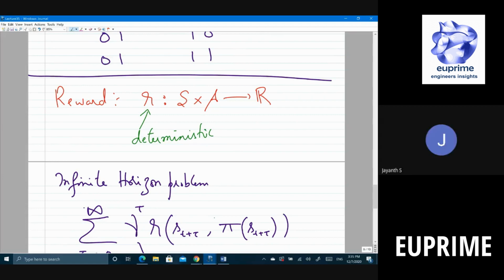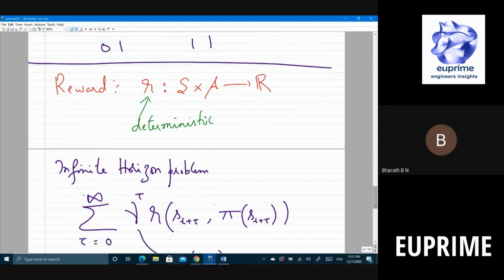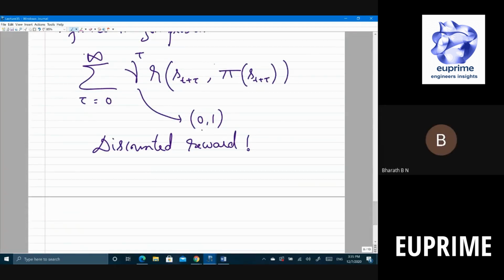Sir, why is it called discounted? Discounted because you're multiplying by gamma to the tau, so that sort of discounts what happens in the future. It gives lesser and lesser weightage to what is happening for large taus. You are basically discounting the gain that you get. Okay, is that fine?